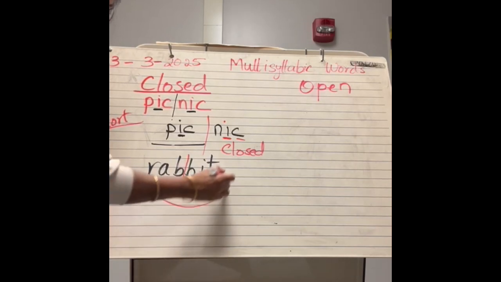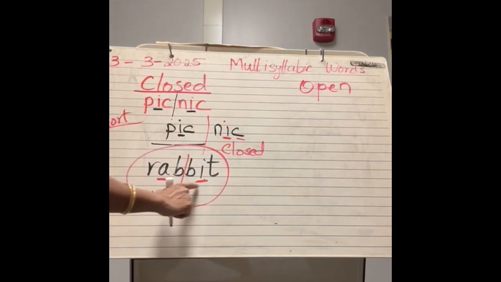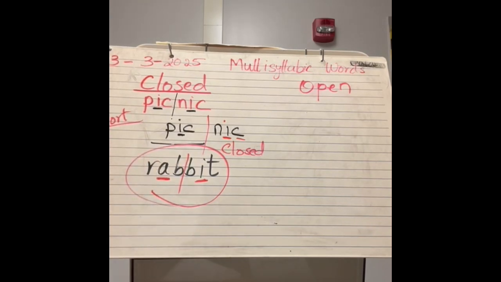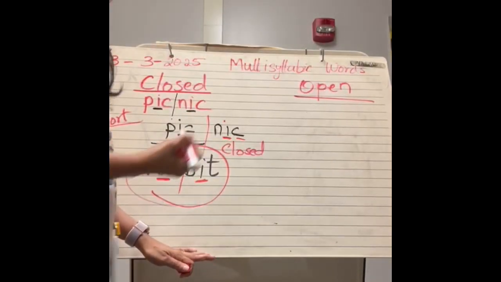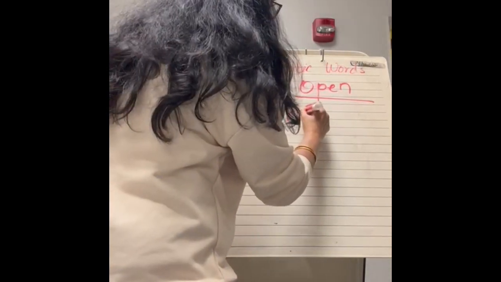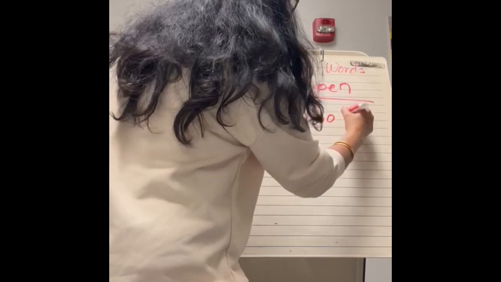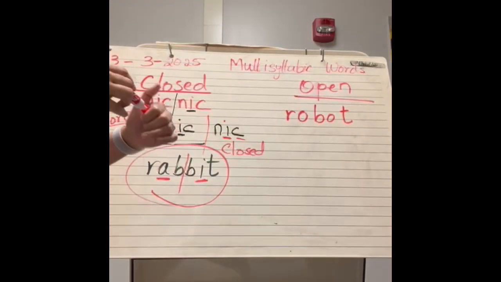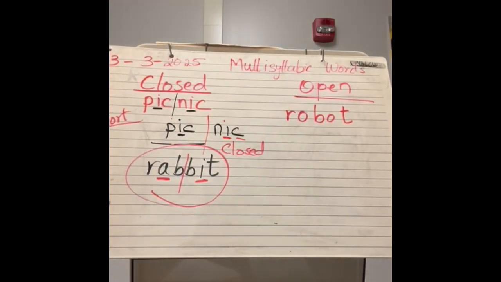Okay. So rabbit. This is two closed syllables here. So when we say the syllables, what do we do? Rabbit. It has two syllables. All right. Now let's move on to learn what an open syllable is. Now, open syllable. Let's say I write the word R-O-B-O-T on the board.